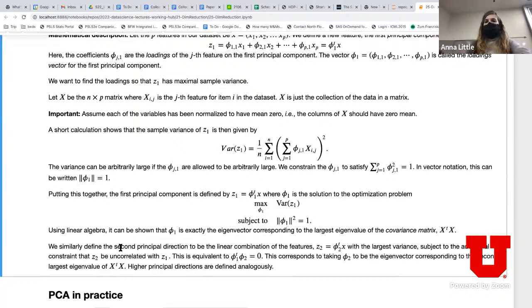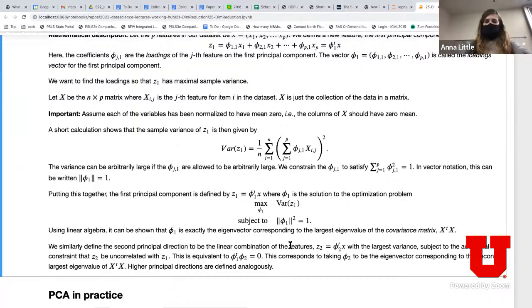And then similarly, you can define more of these. So the first principal component would be defined from the largest eigenvector of this matrix. Then we can define the second principal component, or the second principal direction, to be from the eigenvector corresponding to the second largest eigenvalue of that matrix, and just proceed iteratively.